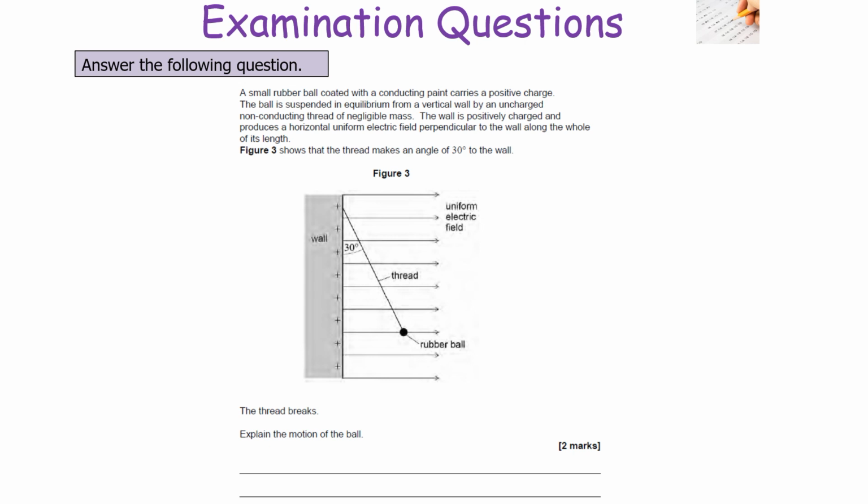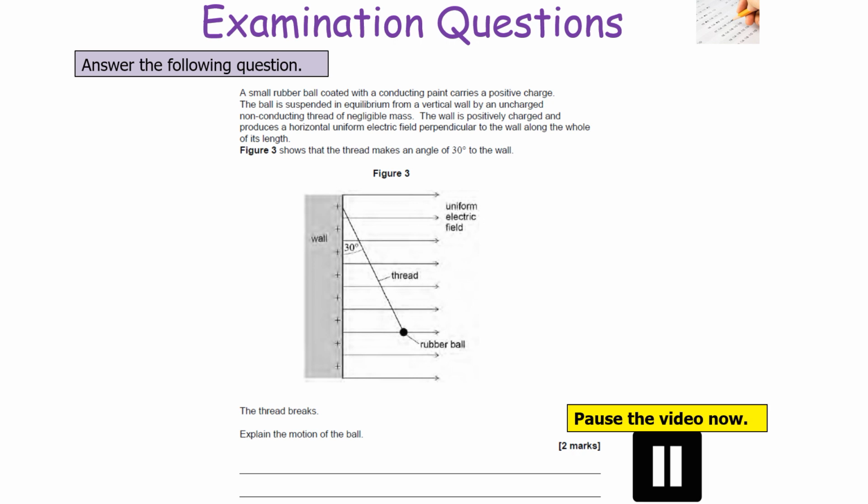The next question says, a small rubber ball coated with a conductive paint carries a positive charge. The ball is suspended in equilibrium from a vertical wall by an uncharged non-conducting thread of negligible mass. The wall is positively charged and produces a horizontal uniform electrical field perpendicular to the wall along the whole of its length. Figure 3 shows that the thread makes an angle of 30 degrees to the wall. The thread breaks. Explain the motion of the ball. So pause the video now, then unpause the video when you want to go through your answer.